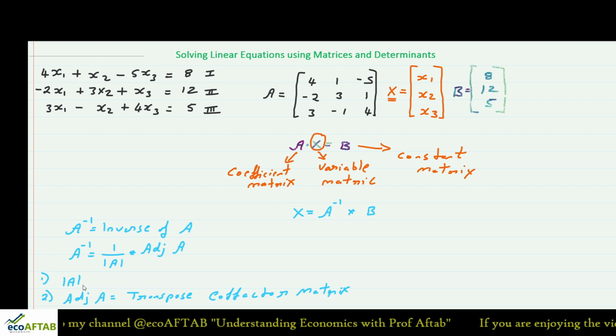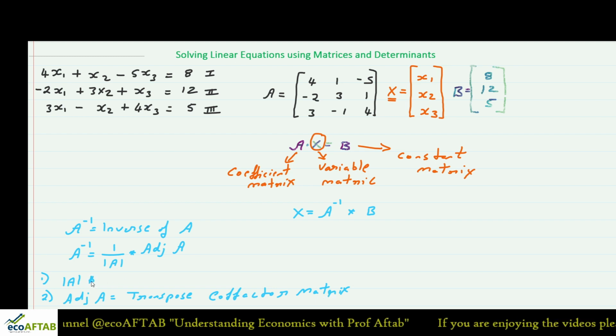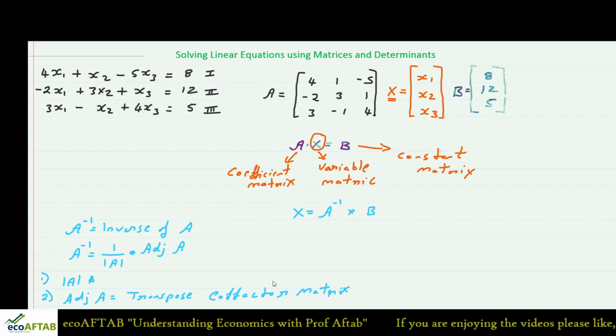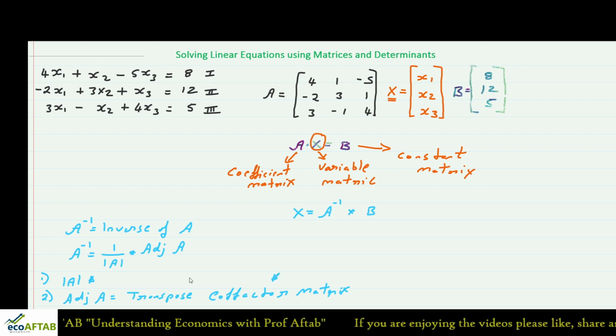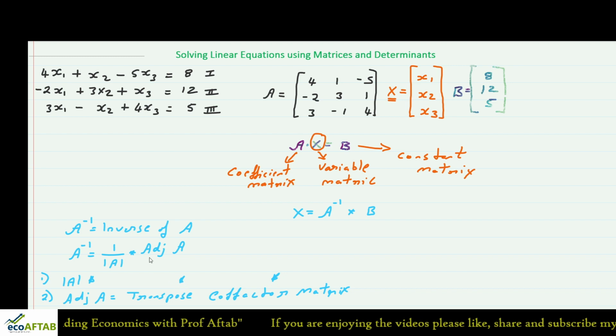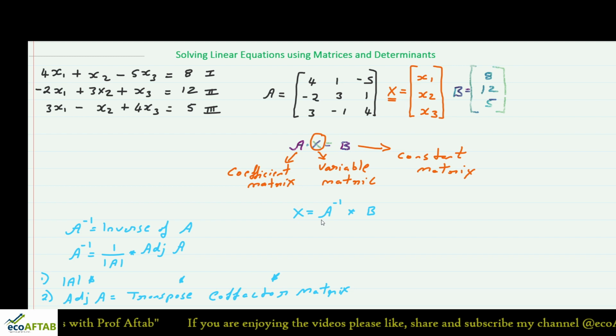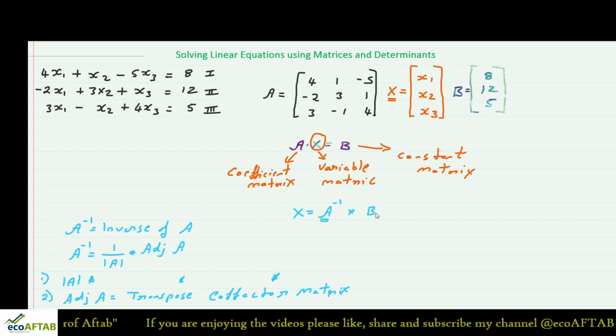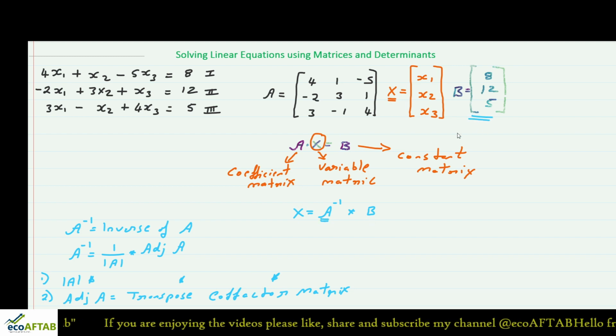So after finding out the determinant of A, we need to find out the cofactor matrix and then transpose the cofactor matrix, and what you get at the end, we need to make use of that here as A inverse, and we need to multiply it by our constant matrix.